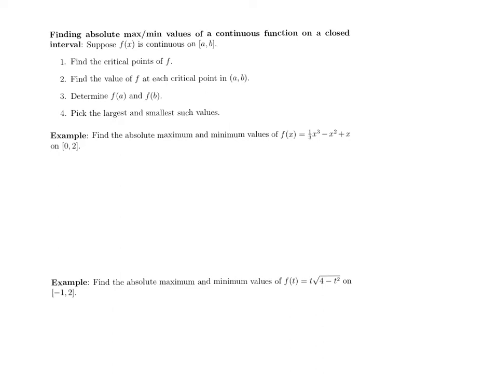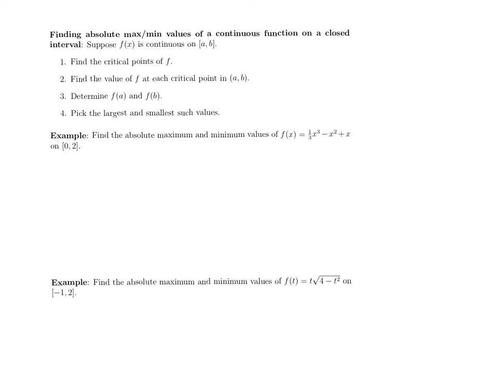Good day and welcome back for part 4 of our discussion on maximum and minimum values. And we're finally to the point where we've set the stage for finding the absolute maximum and minimum values of a continuous function on a closed interval, which we are guaranteed to exist by the extreme value theorem. And we have a very nice procedure for doing so.